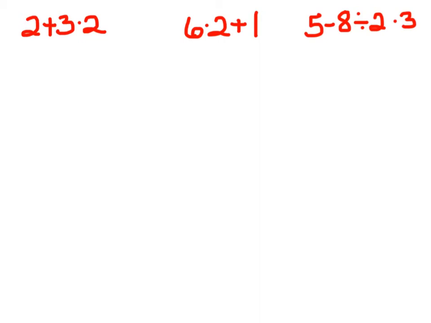Alright, so we've got 2 plus 3 times 2. Our order of operations says that multiplication comes before addition. So we're going to multiply that part first: 2 plus 6. Then we add, so 2 plus 6 is 8.